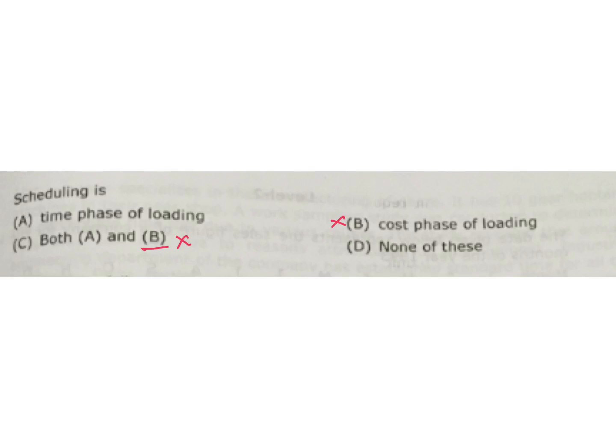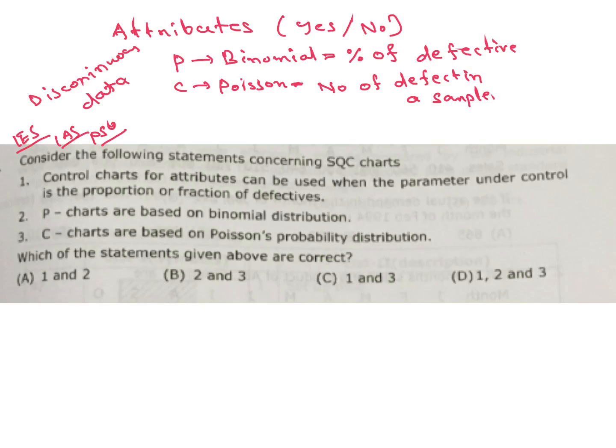Time phase of loading. Question is, consider the following statements concerning SQC or statistical quality control charts. 1. Control charts for attributes can be used when the parameter under control is the proportion or fraction of defectives. 2. P charts are based on binomial distribution.